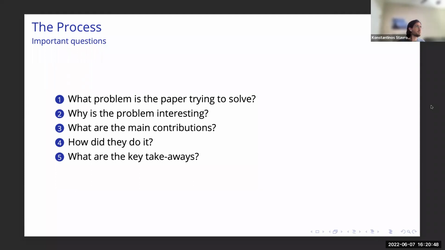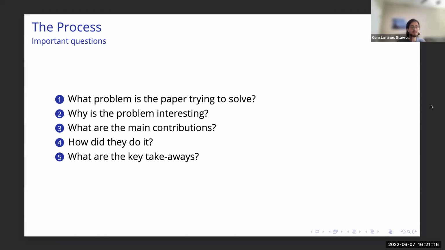And then the second question is, okay, they try to solve this problem, but why is it interesting? So you try to get some motivation. It is important to know that while answering such questions, like what is the motivation, one has to be really ready to see the glass half full. So don't be very critical about it. Just try to get excited.